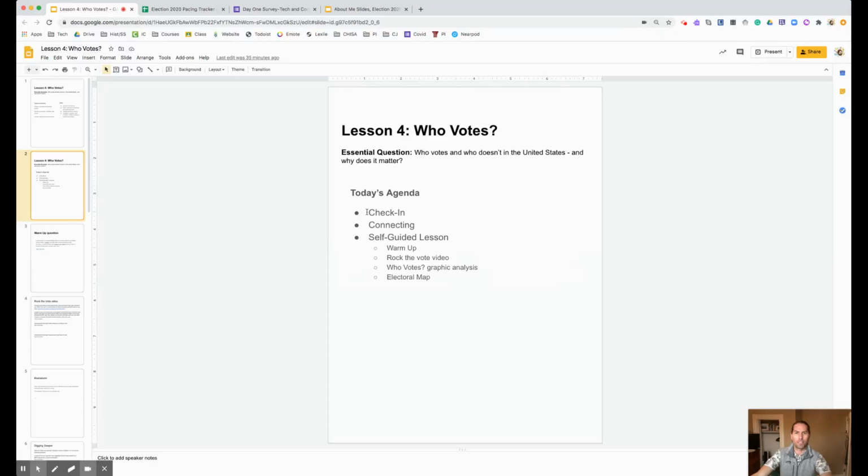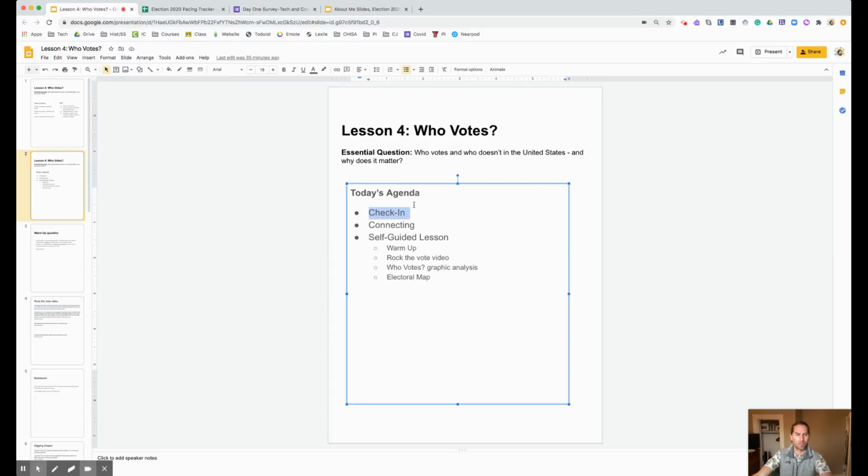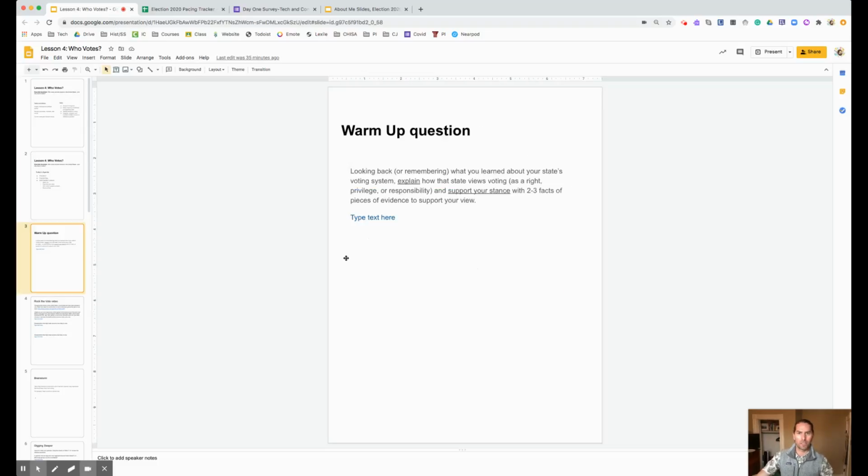We did a check-in today about our basic understanding of Democrat and Republican Party values, so we're going to go over that in tomorrow's lesson. And here's the lesson today. We have a warm-up connecting to what we did in lesson 3. We have a little intro video, a little graphic analysis, and then we're going to look at the Electoral College and the electoral map.